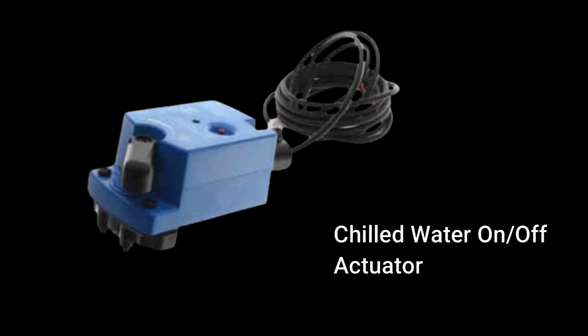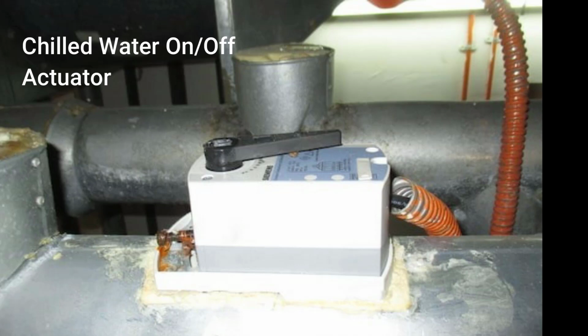Chilled water on-off actuators are mostly used for the ball valve and the globe valve of chilled water fan coil units. Together, they control the chilled water flow into the fan coil unit and thus regulating the cooling and the room temperature.